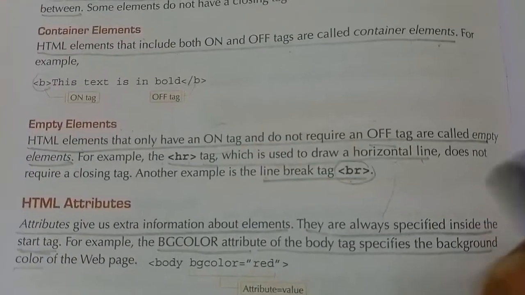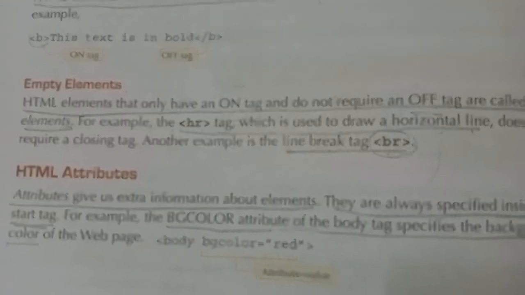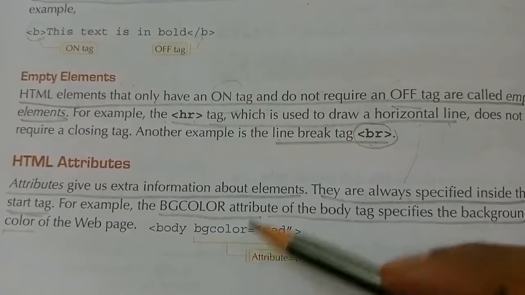Next is attributes. What is the meaning of attributes? So attributes give extra information about elements. Extra information about the elements.